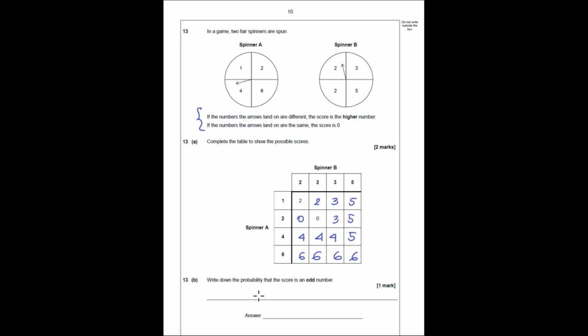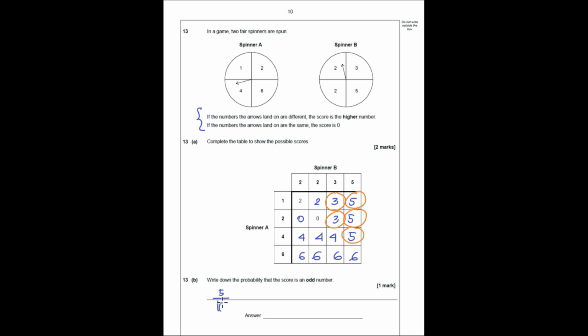Now write down the probability that the score is an odd number. Okay, let's take the odd numbers. This is an odd number, and this is an odd number. This one is odd, this one is odd. 0, 0, they're not odd numbers because they're even numbers. It's 5. Then we have 1, 2, 3, 4, 5. 5 odd numbers. And then we have all the scores. 4 here, 4 here, 4 here, 4 here. So we have all of them.